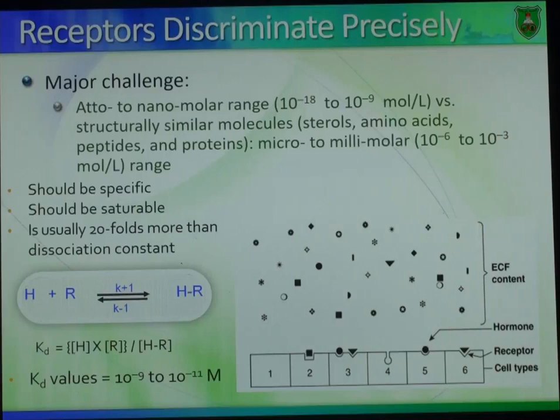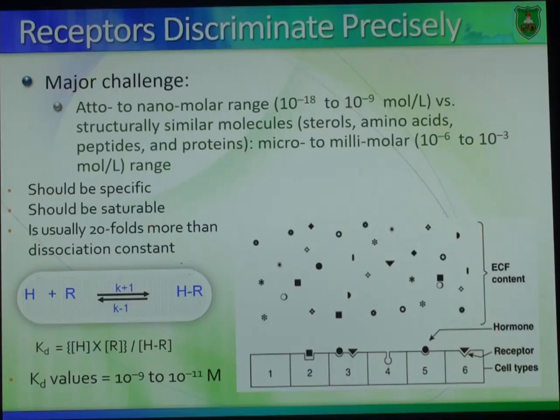Now, there is a major challenge. The challenge here is that the amount of hormone that exists in the bloodstream is really very minimal. It's about atto to nanomolar ranges, and this is really little compared to other substances that exist in the blood, that exist in the micro to millimolar range. So the idea here is that you have very little amount of hormone that must exert a strong, effective action in the body.